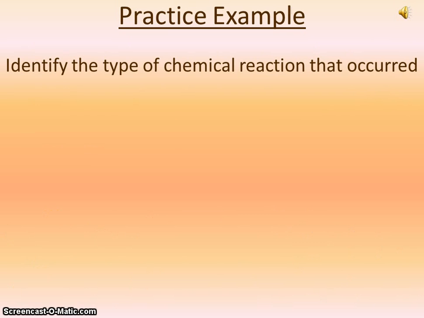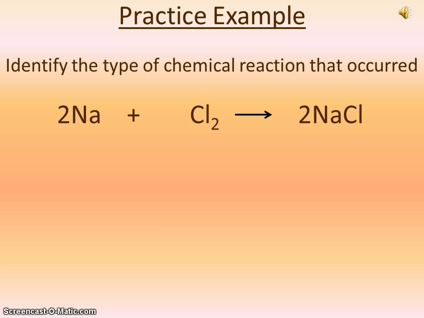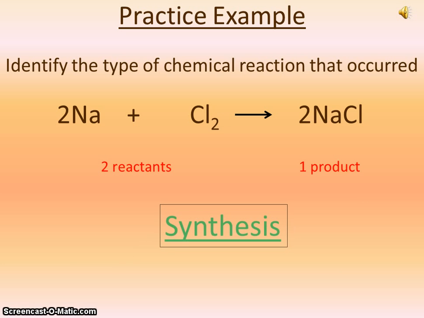Now let's do some practice examples together. In the series of your studies, you may come across a problem that will ask you to identify the type of chemical reaction that has occurred. One example that we will do will be the reaction of sodium plus chlorine yielding sodium chloride. In this example, you will notice that two reactants yield one product. As you might have already figured out by now, this is a synthesis type reaction.